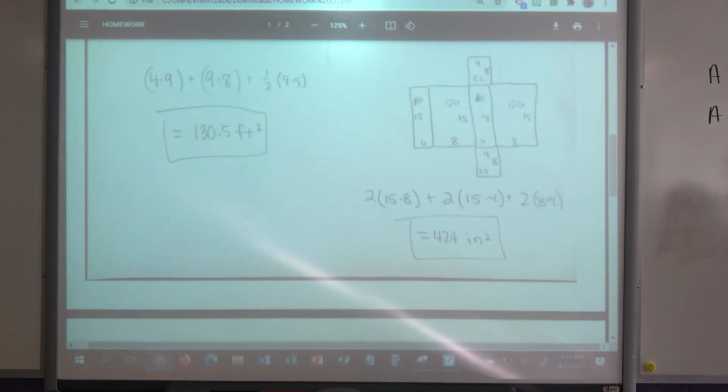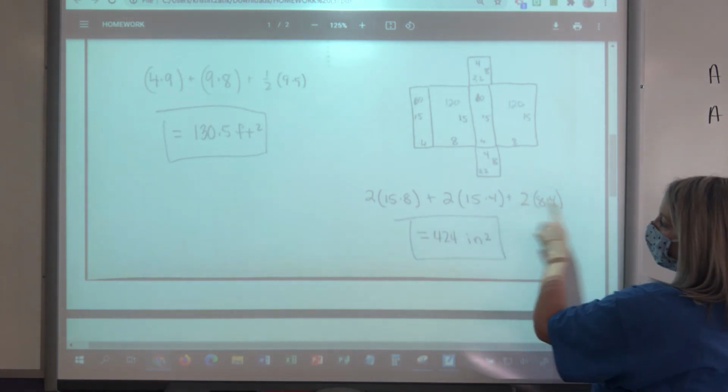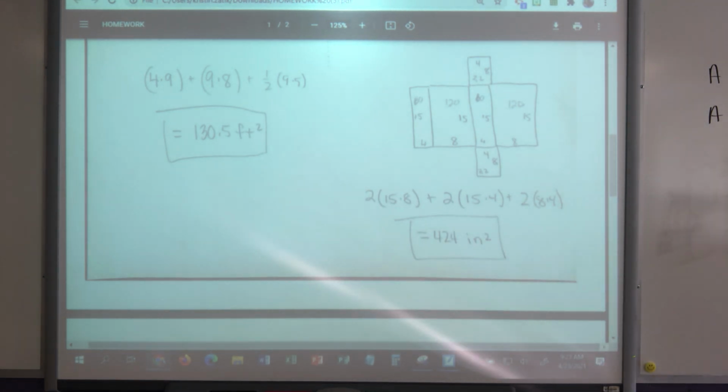So again, flattened it out. Because there's 2 of each type, we put a 2 in front of the area, and I just put that in the calculator to get 424 inches.